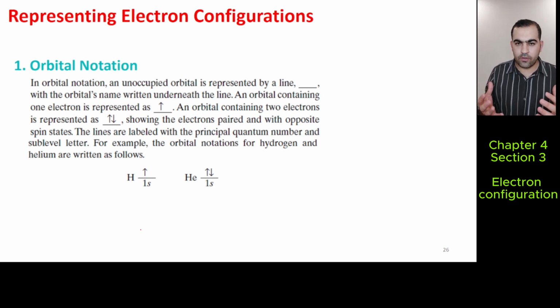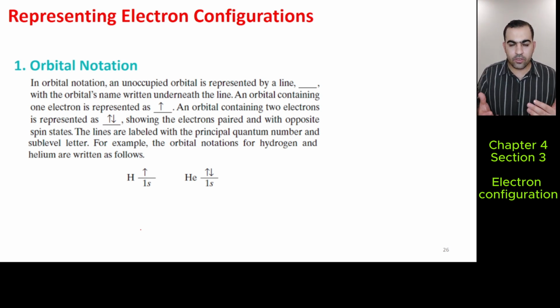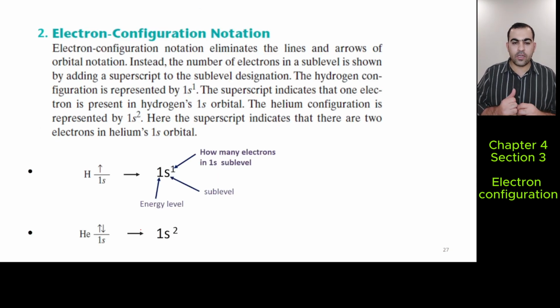To write electron configuration or to represent electron configurations, guys, there are 3 ways. The first one is orbital notation. The second one is electron configuration notation. The third one is noble gas notation. We're going to talk about it in the third period.